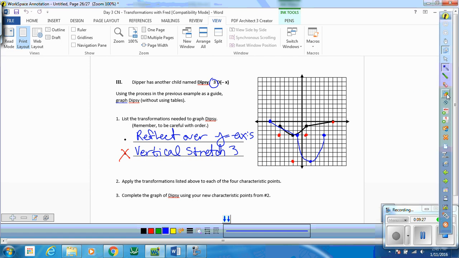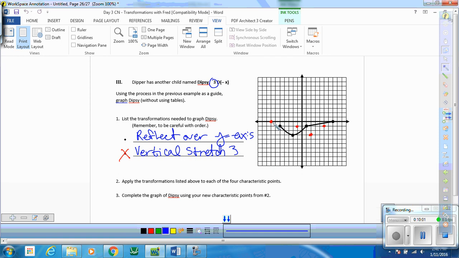If we did it in the other order, I can show you that we would get the same thing. So I could reflect it first. 1, 2, 3, 4, 5, 6, 7. Move that over here. 1, 2, 3, 4, 5. This one's 1 on the other side. So I could have reflected it first, and then I could do my vertical stretch.